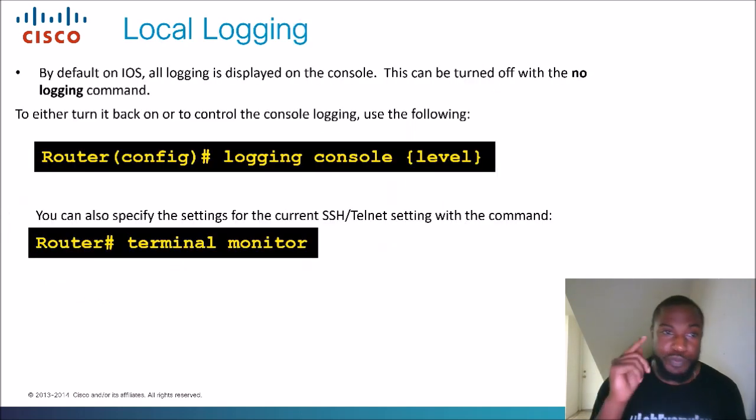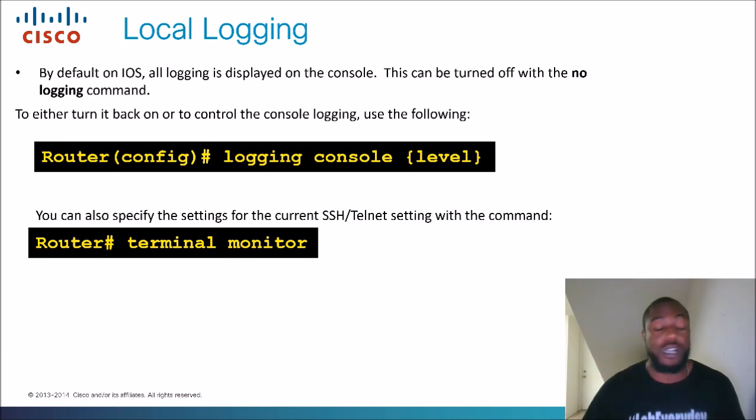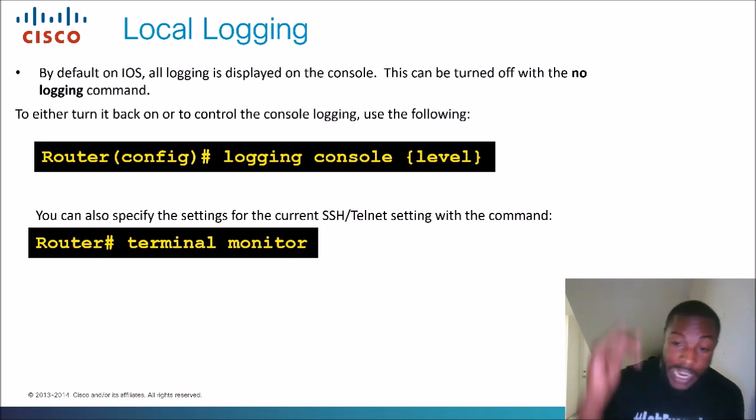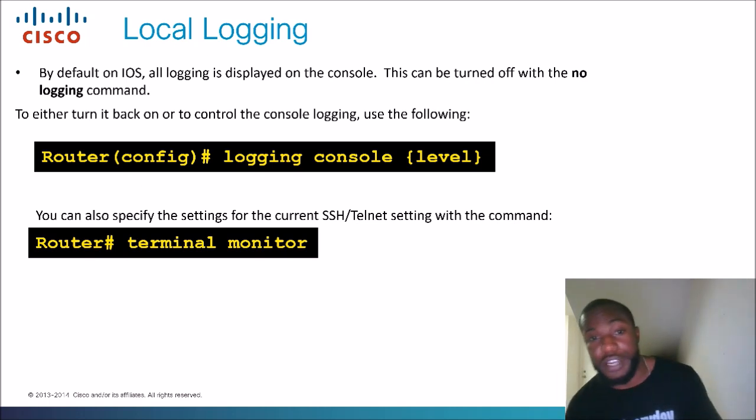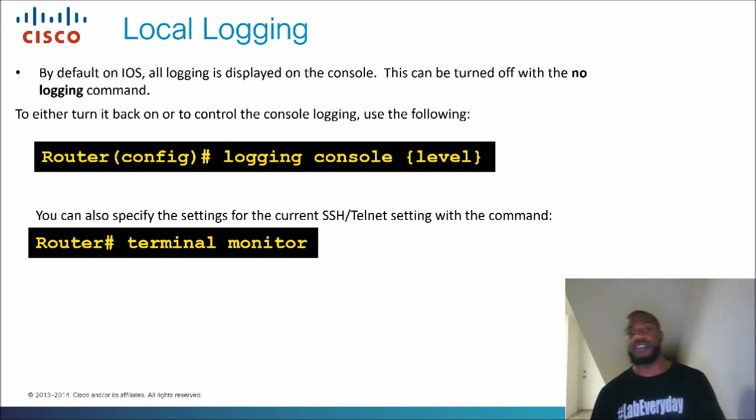Anyway, so local logging again is when you keep the syslog messages locally to your device. By default, it's displayed on the console. As soon as something happens, boom, you'll get the message on your screen, right? You can turn it off by doing no logging. That's probably not advisable, but you can do that. You can turn it back on by just doing logging console and then choose what level you want to console. And we'll talk about what the levels are in the next couple slides. And then you can also specify the settings for the current SSH telnet setting with this command, terminal monitor.